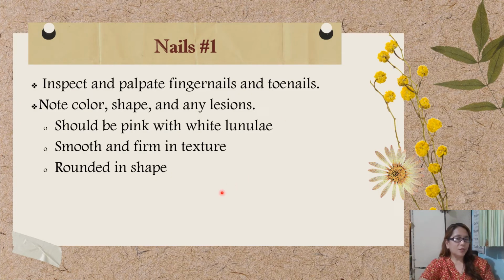Okay, so moving forward to the nails after checking the hair. Okay, you have to inspect and palpate fingernails and toenails. Make sure to note the color, okay, the shape, and if there is presence of any lesions. Okay, it should be pink with white lunulae. And the cuticle should be intact or intact epidermis. It should be smooth and firm in texture. It is rounded or convex curvature in shape.